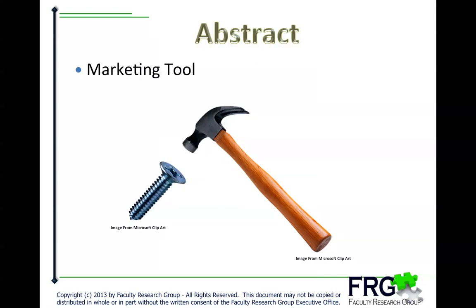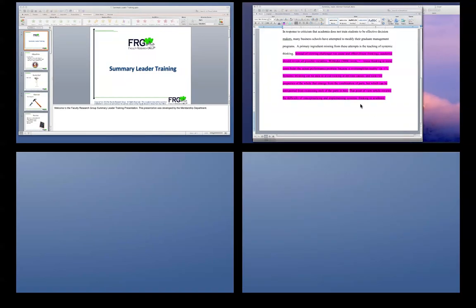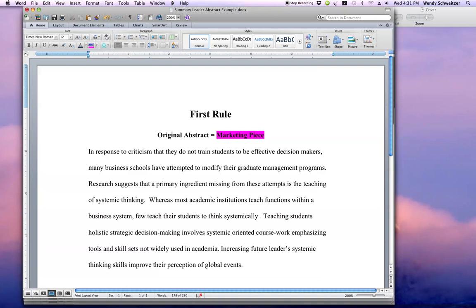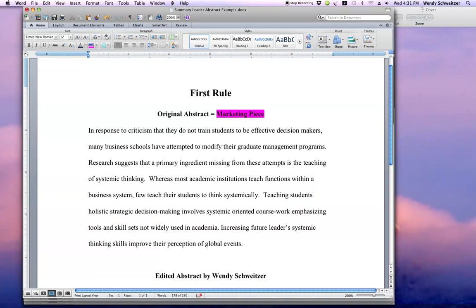The first rule is to determine that the abstract does indeed promote the article. The abstract is your marketing tool and needs to entice the reader to read the article. Let's take a look at the original abstract, the marketing piece. I'm just going to read the first sentence, and then I'll give you a few minutes to read the rest of the abstract.